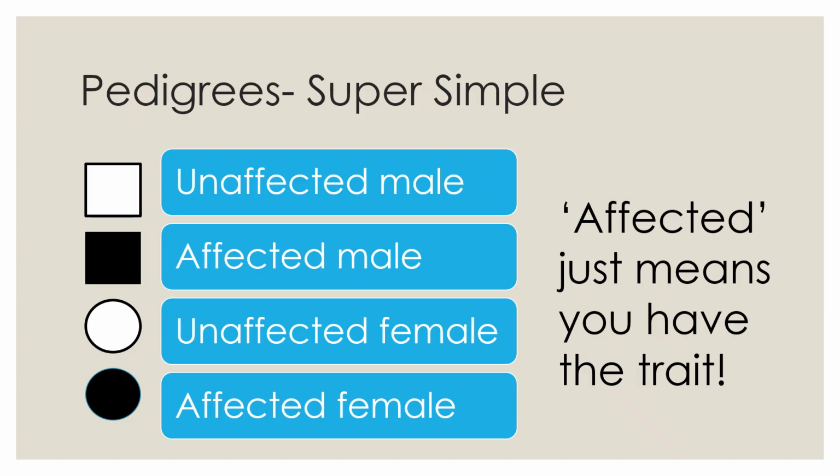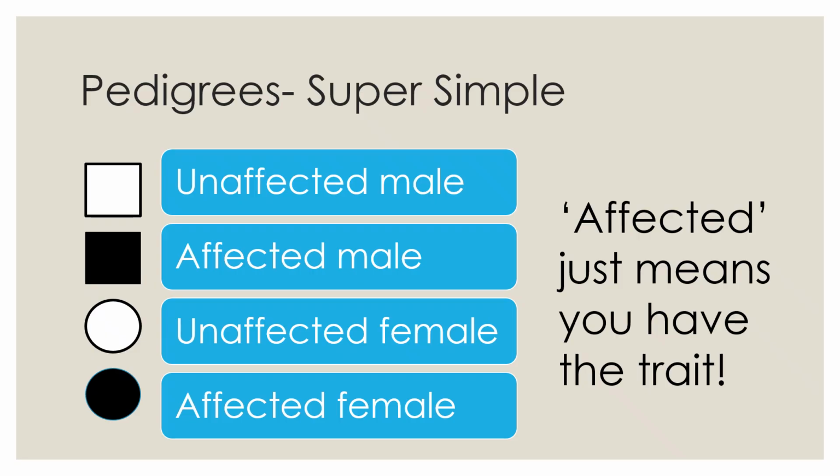Pedigrees are super simple. There are 4 symbols that you need to know that will tell you whether or not a member of the family is affected by the trait. Affected just means that the family member has the trait. So whatever the trait is, it could be hairy knuckles or it could be male pattern baldness. If the shape is shaded in, that means that the family member has the trait.